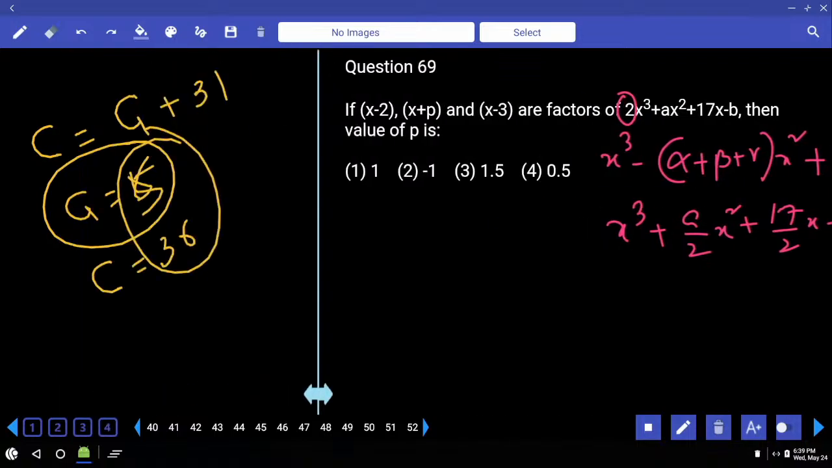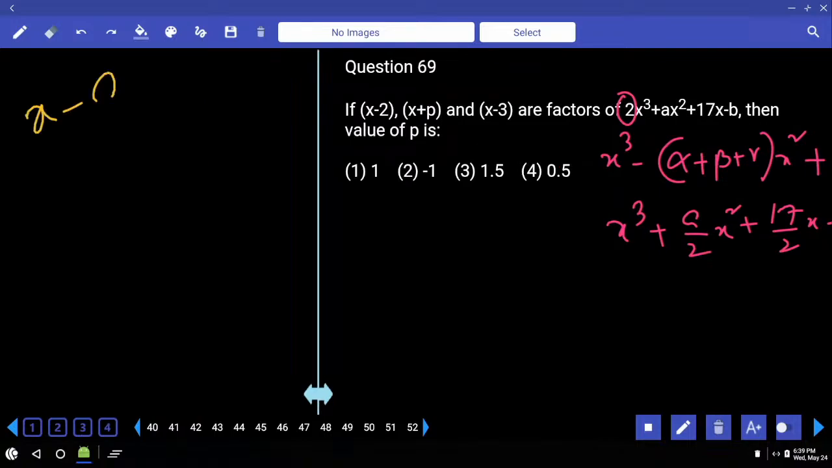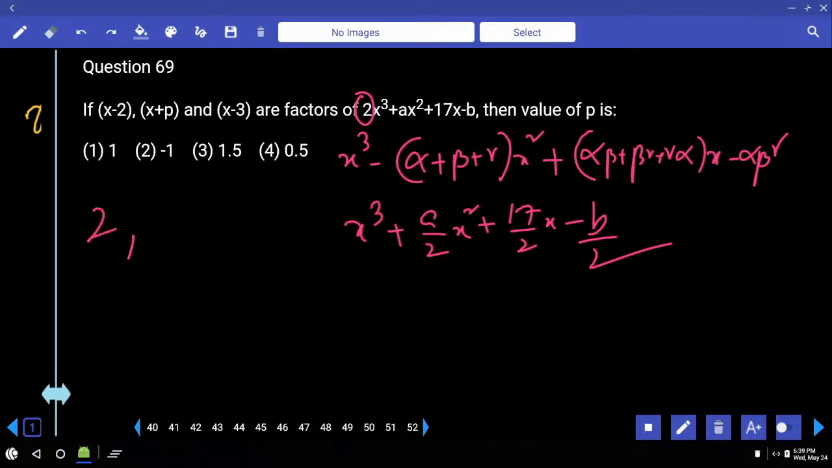If an expression is divided by x minus a, then we can say that a is the factor of that expression, isn't it? In the same manner, here 2, minus p and 3 are the roots of that cubic equation. So what is the value of alpha beta plus beta gamma plus gamma alpha?